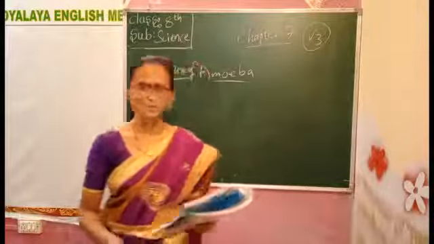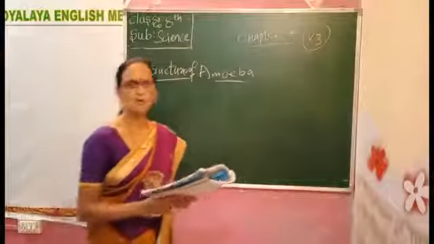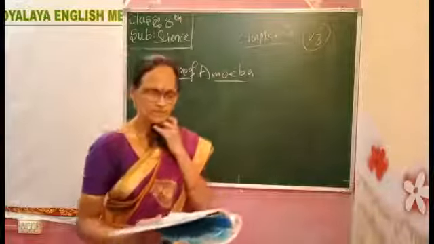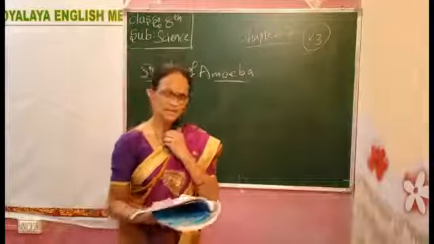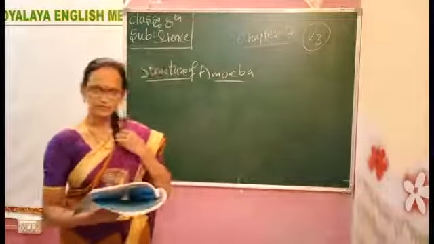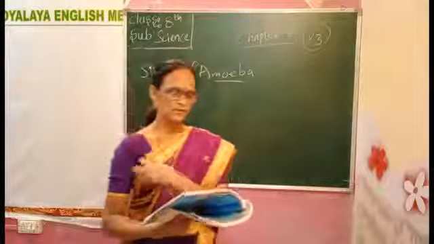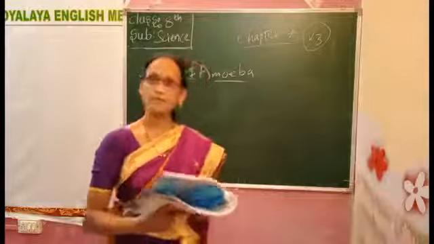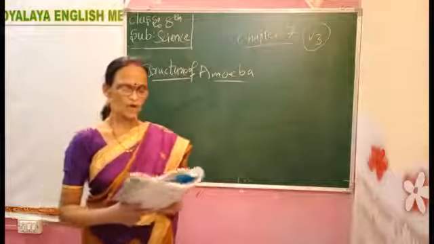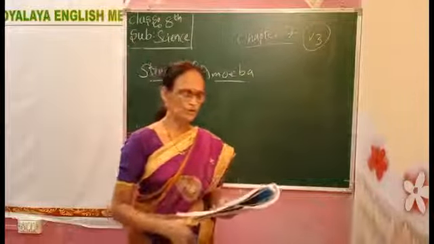Now, let us talk about the structure of amoeba. What is amoeba? Amoeba is also one type of microorganism which cannot be seen by our naked eye. What are the uses of this amoeba? Let us see here. You can see in the figure here, figure number 7.10, that amoeba. How does the amoeba look?